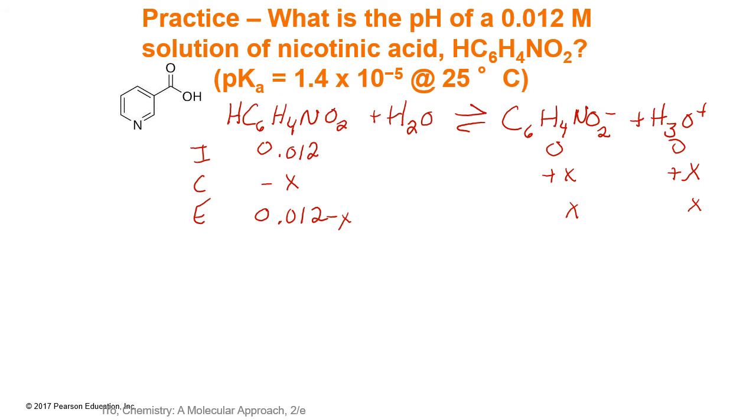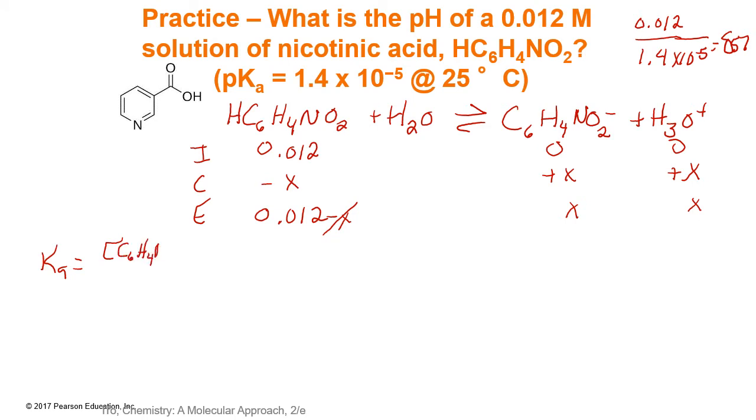We can determine if we need to include that X by comparing the initial concentration to our Ka, which gives us a value of 857. So we're going to ignore the minus X, or assume that it is negligible or insignificant. So we're going to set up our Ka expression.